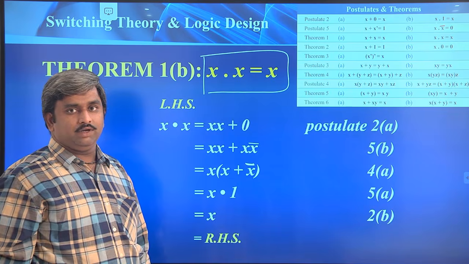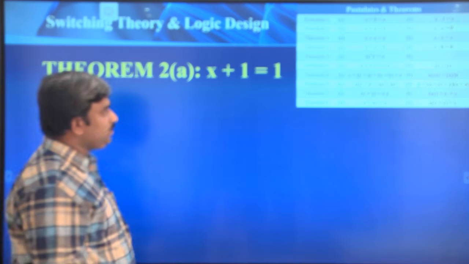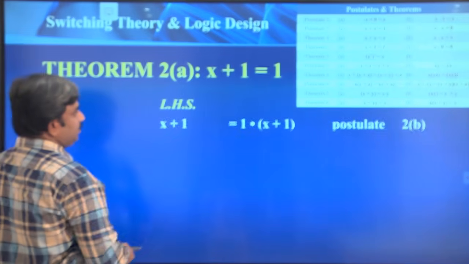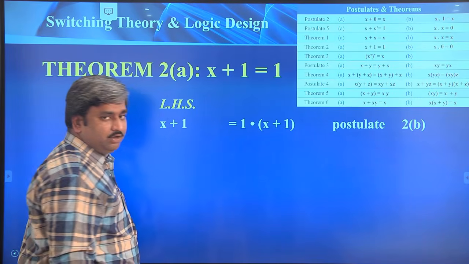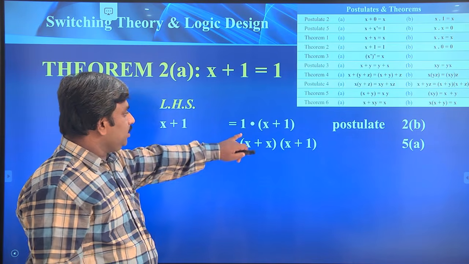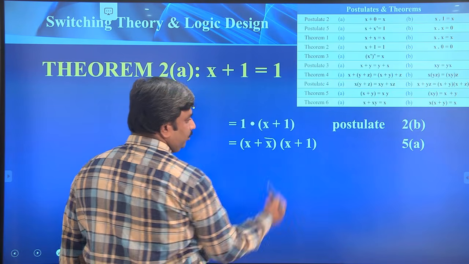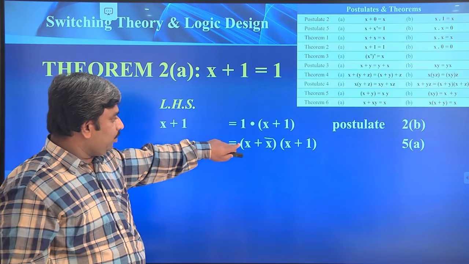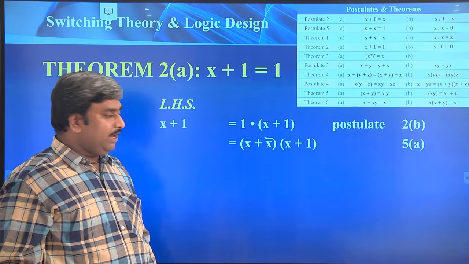Okay. Next, postulate 2a: x plus 1 is equal to x plus 1 is equal to 1. I am writing x plus 1 as 1 into x plus 1. 1 into, nothing will happen, from postulate 2b. In the place of 1, I am writing x plus x bar, so x plus x bar into x plus 1.